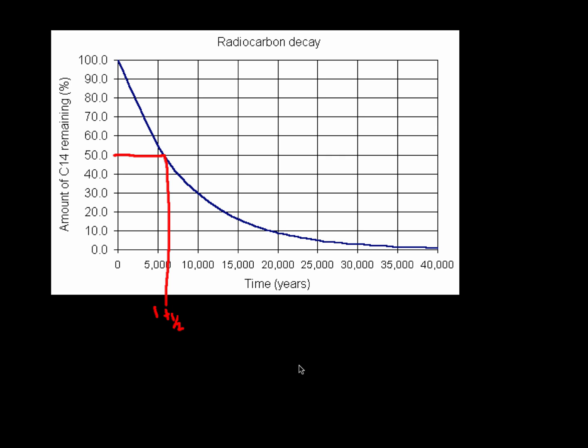When that is decayed in half again, half of 50 is 25. 2 half-lives have passed. Cut that in half again at 12.5. 3 half-lives have passed, 3 T1/2s. The point where half the sample is decayed is the half-life.